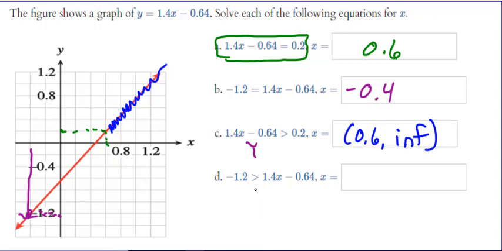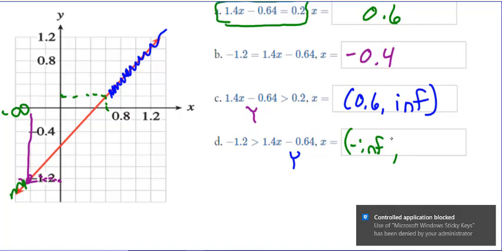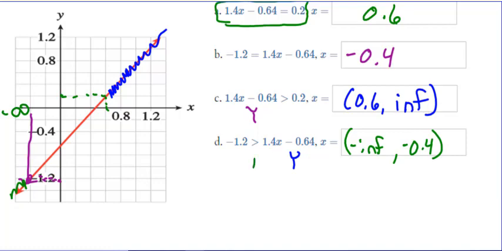Now, this one says, where is the line less than 1.2? And that would be, let me grab a different color. Let's go green. That would be everything down here, which would be negative INF, right? Because negative infinity is over here. If you keep going that way, comma, negative 0.4 parentheses because of that inequality.